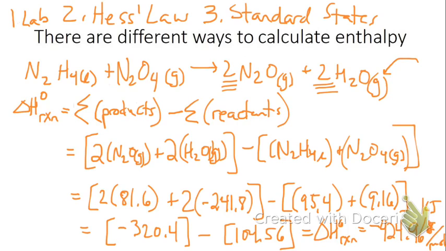We can use standard states of formation. We'll talk a little bit about standard states in class. But those are the three main ways that we calculate enthalpy. In the lab, through calorimetry, using Hess's law, where we can take a bunch of smaller reactions and add them together, or we can use the standard states of formation. I really hope this helps.